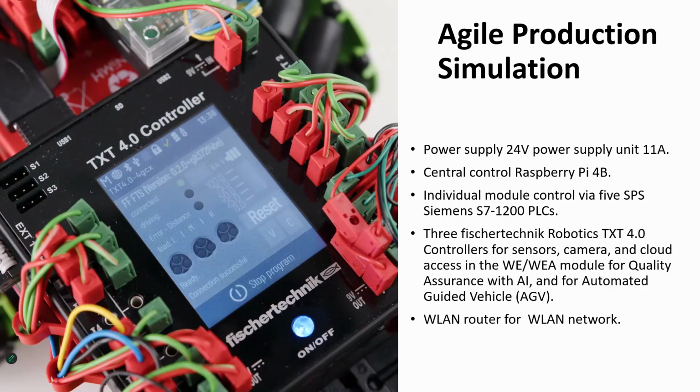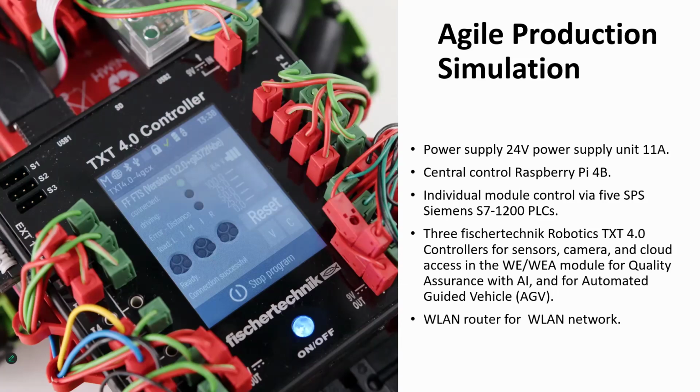Besides that, the model also includes 3 fischertechnik TXT 4.0 controllers, which are used to control the sensors and the camera, as well as to help facilitate cloud access in the module for quality assurance with AI, as well as for the automated guided vehicle. It does have a WLAN router for the WLAN network.